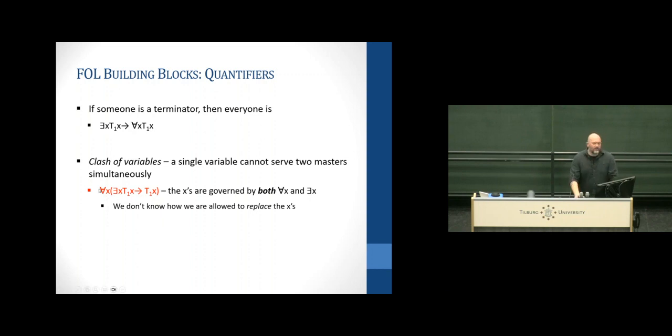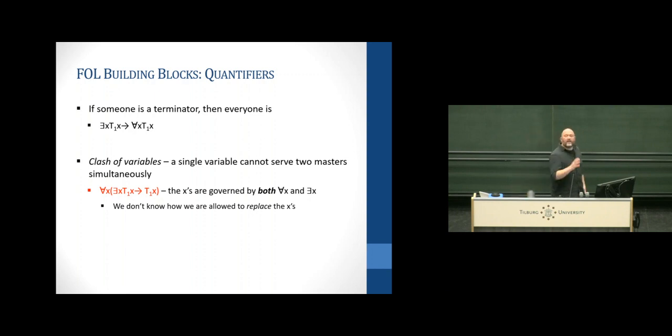The way to think about it is, look at this x right here. Which one is it attached to? Is this x attached to this existential, or is it attached to the universal? We don't know if we're supposed to plug in just somebody, or if everybody can go in here. And this is a grammatical problem. This is a kind of grammatical ambiguity we cannot allow.